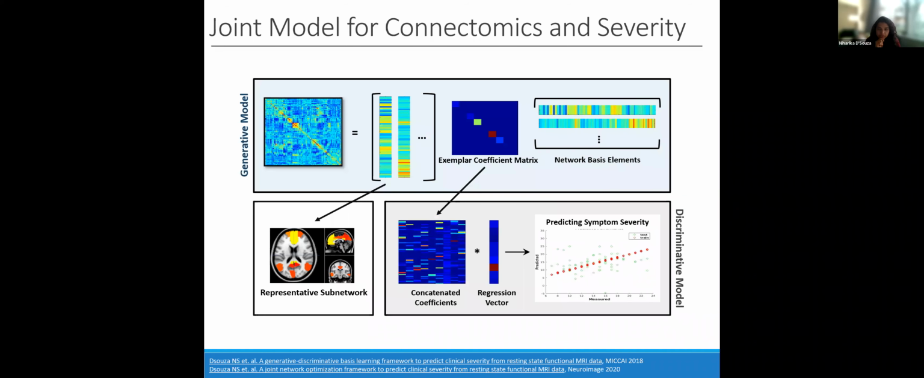So these are the constituents of the joint model, and this work first appeared in MICCAI 2018, and an extended version of this is available in our 2020 NeuroImage paper. We refer to this as our Joint Network Optimization Framework, or JNO for short. In the following slide, we will mathematically formalize this.